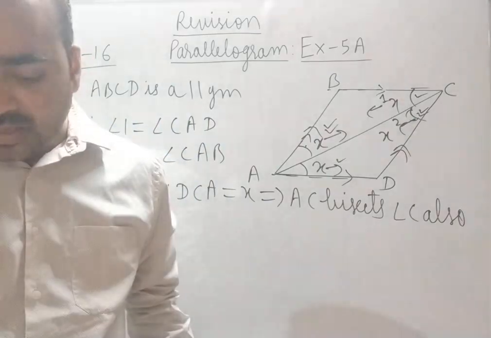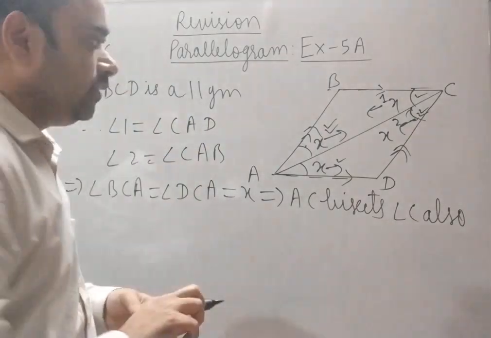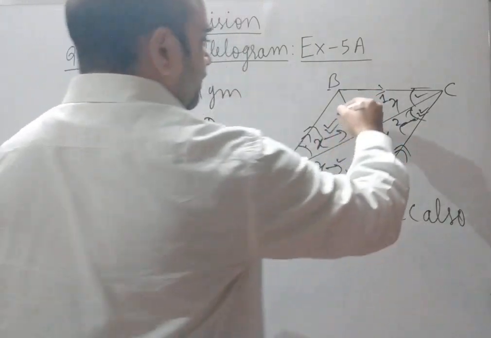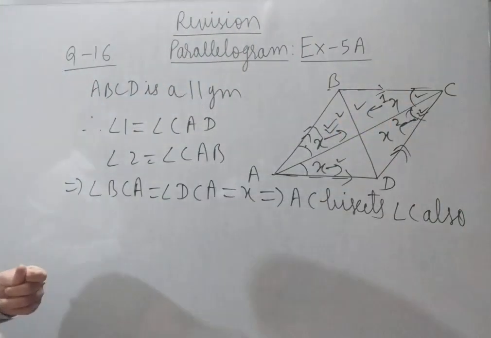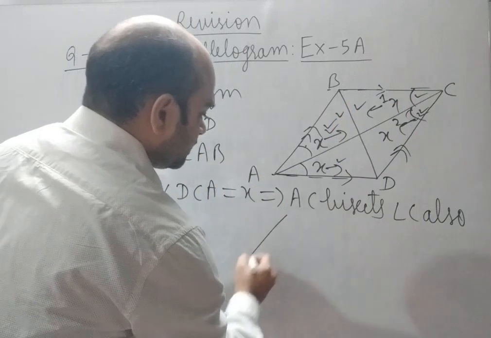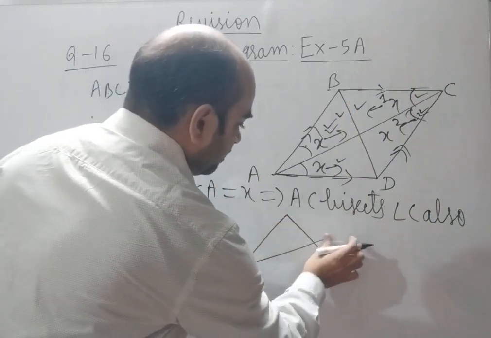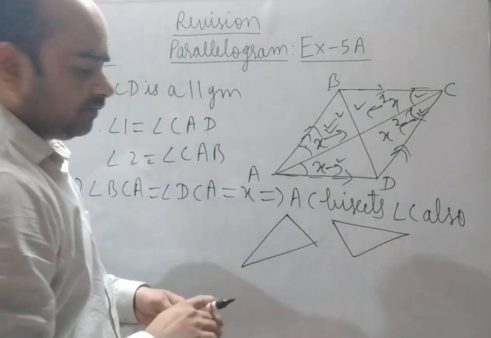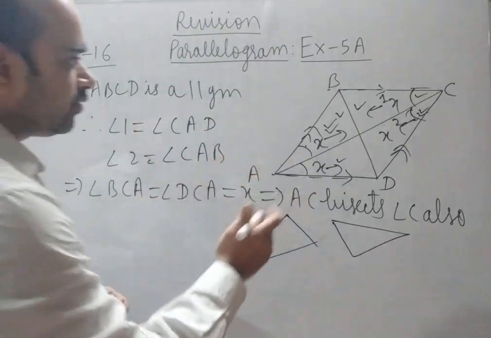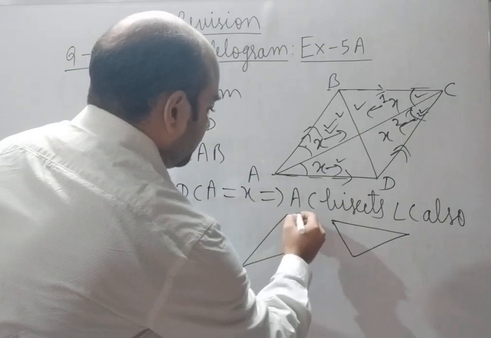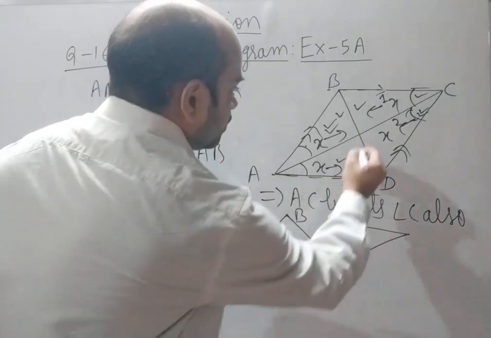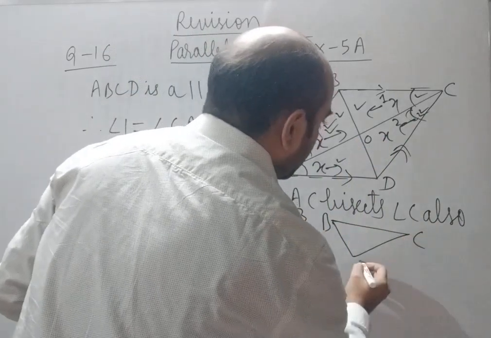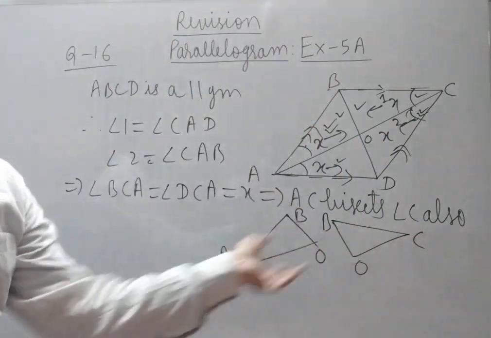Next part, AC is perpendicular to BD. Where is AC? Join BD. Now we have two triangles. Correct? Which two triangles? These two triangles. This triangle and this triangle, correct? So in these two triangles, see A, B, O. Suppose this is O and B, C, O. Correct? We have taken two triangles.